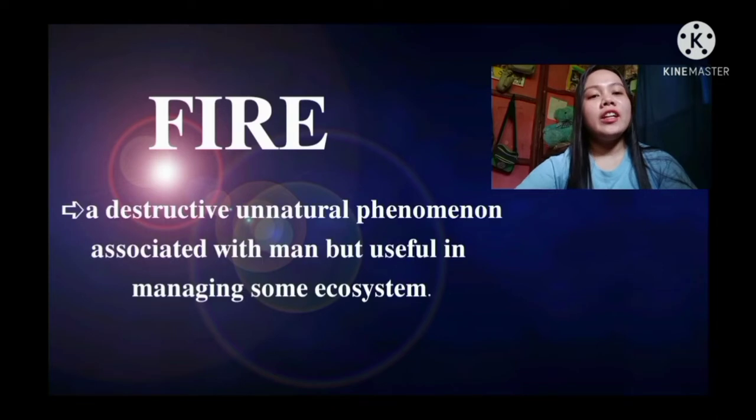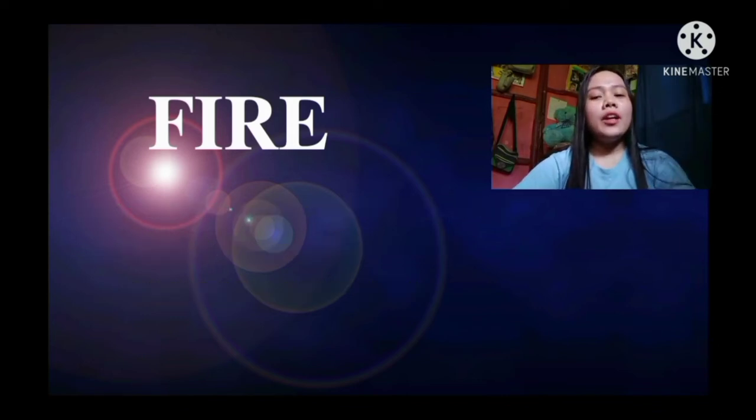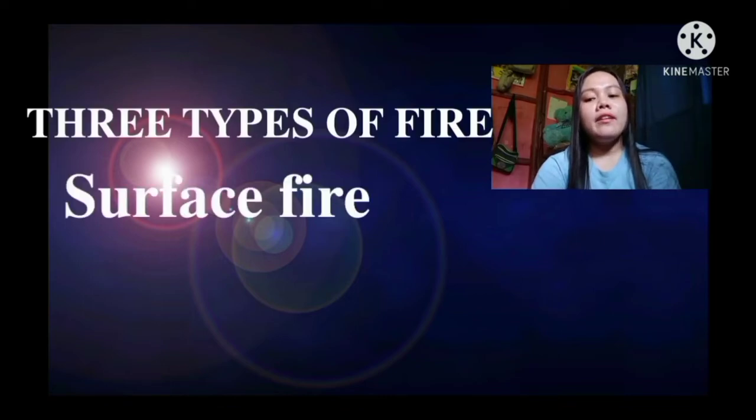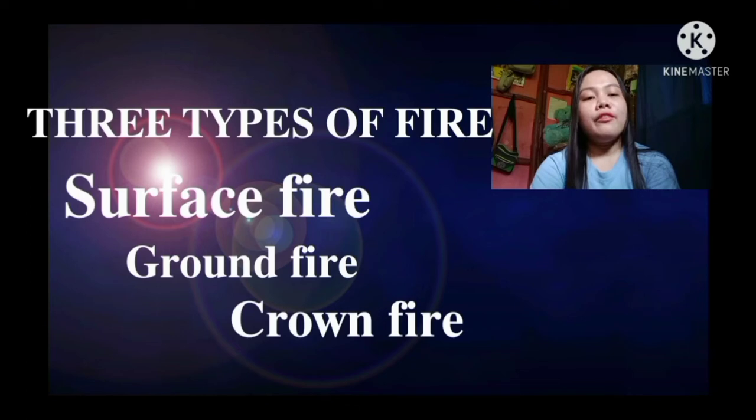So, next is fire. Fire is a natural phenomenon associated with man, but many ecologists regarded fire as a destructive, unnatural phenomenon. But some ecologists believe that fire is a natural part of the environment and is a useful, even necessary tool in managing some ecosystems. There are 3 types of fire: surface fire, ground fire, and crown fire.